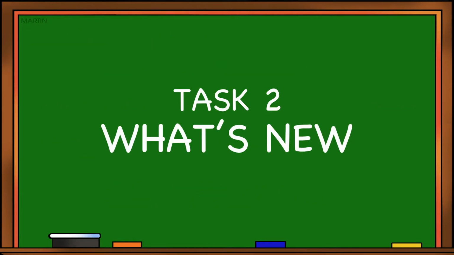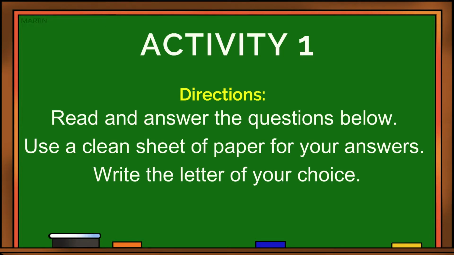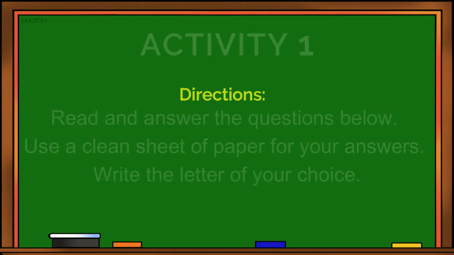And now, we will proceed to your task 2, entitled What's New? Activity 1. Directions. Read and answer the questions below. Use a clean sheet of paper for your answers. Write the letter of your choice. Reminder, I will give you 15 seconds for each passage. Are you ready? Okay, let's start.